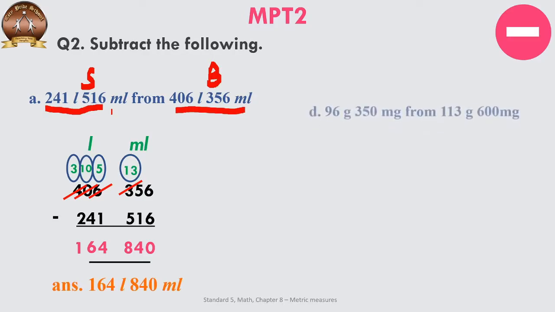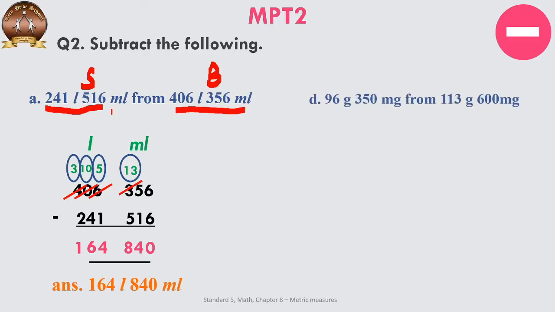Similarly, the B part states that 96 grams and 350 milligram has to be subtracted from 113 grams 600 milligrams. Now gram and milligram are separated. 113 and 600 are separated like this. Below this comes 96 grams and 350 milligrams and the subtraction sign. Subtract it. 0 minus 0 is a 0. Now the next 0 cannot subtract the 5, so it becomes a 10 by borrowing.